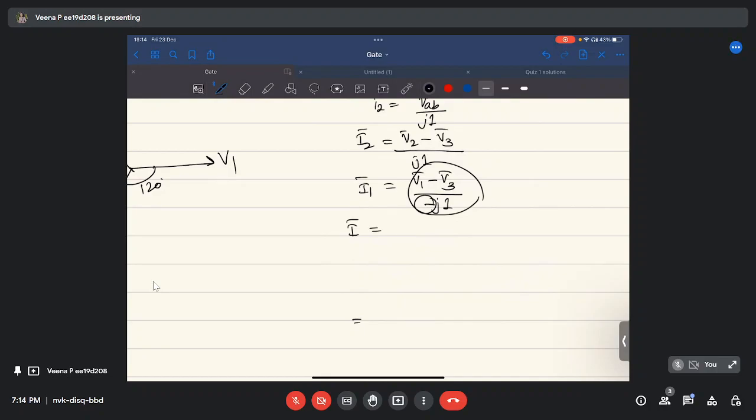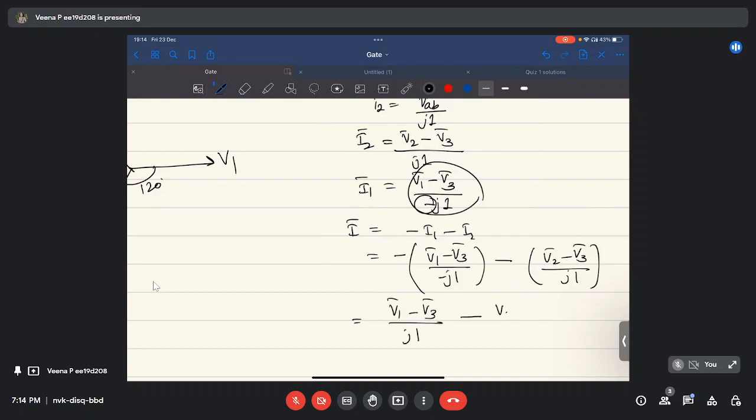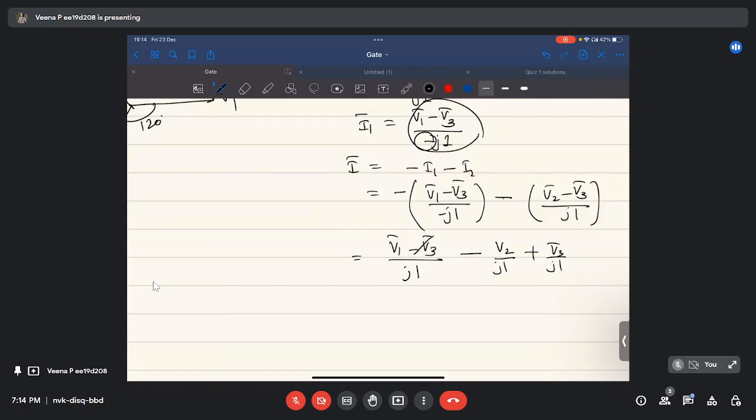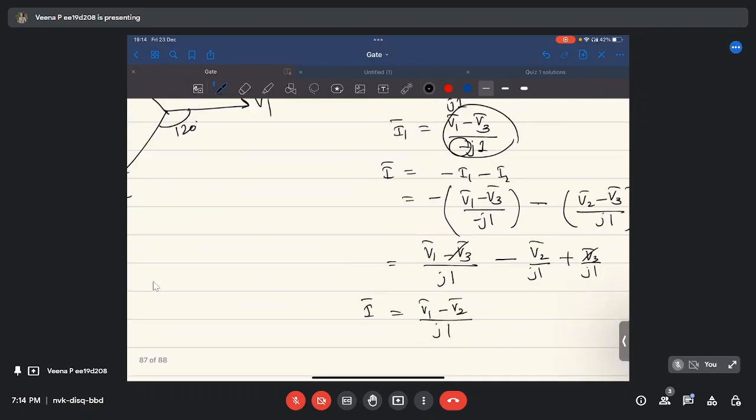I is minus I1 minus I2, which is minus of I1, which is V1 minus V3 by minus j1, and I2 is V2 minus V3 by j1. So this is V1 minus V3 by j1 minus V2 by j1 plus V3 by j1. Minus of minus is plus. So here V3 gets cancelled out. So I becomes V1 minus V2 by j1.